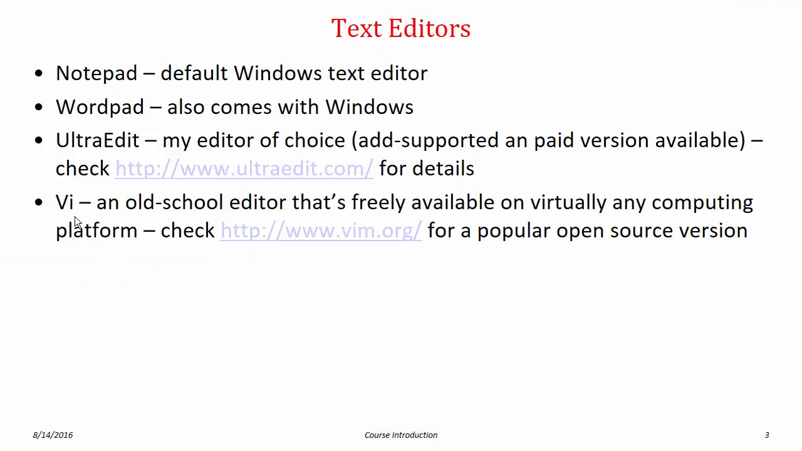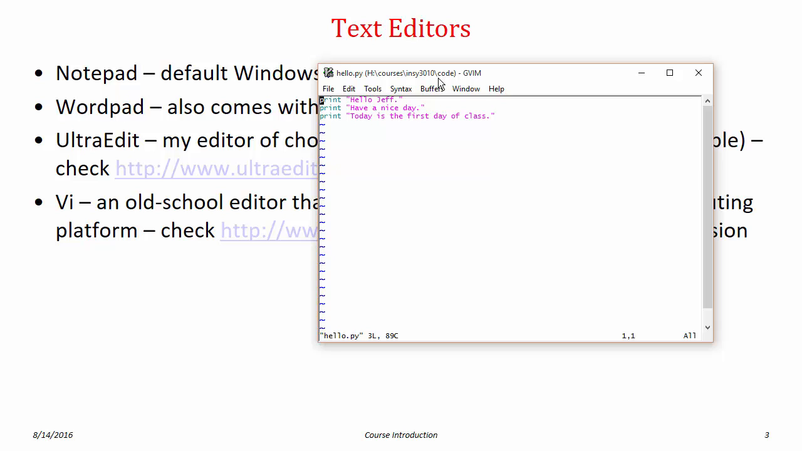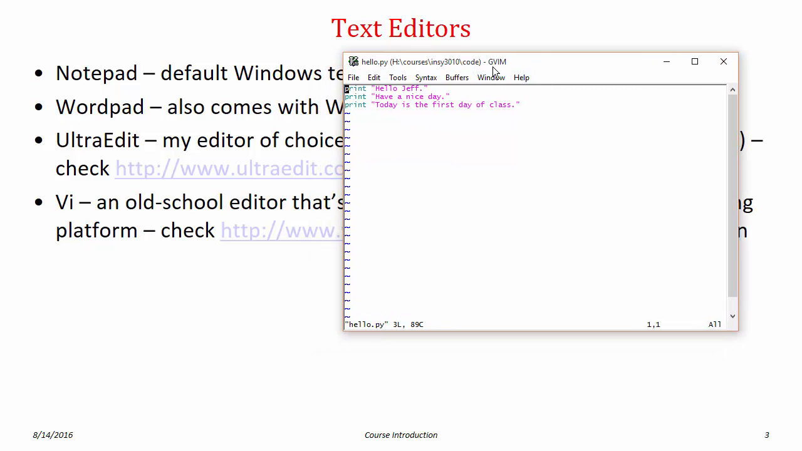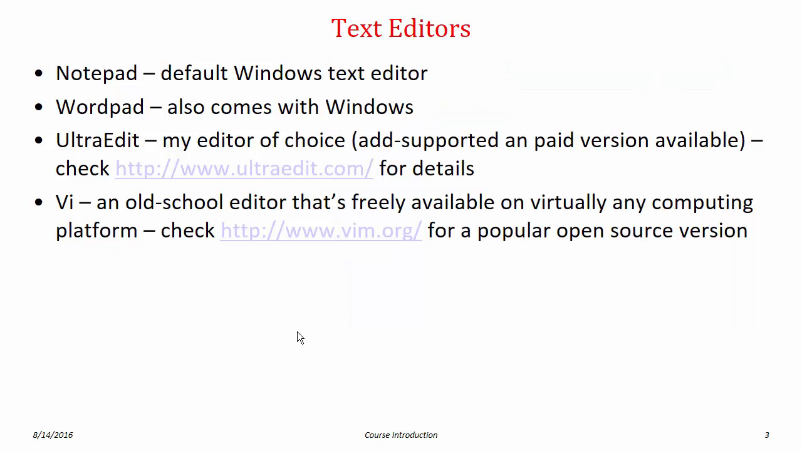The final option I'll discuss is VI, or Vi, which is pretty much an old school editor. It's been around for many years, and VI is freely available on virtually any computing platform. So if you go to vim.org, for example, you can download the VIM editor, and what I have shown here is the graphical, or GVim editor, that as you see also has syntax highlighting. It's a very flexible editor. As I said, it's available on virtually all computing platforms. But it is old school, and so it takes a little bit of getting used to. But on the other hand, it's free, so anybody can have it.